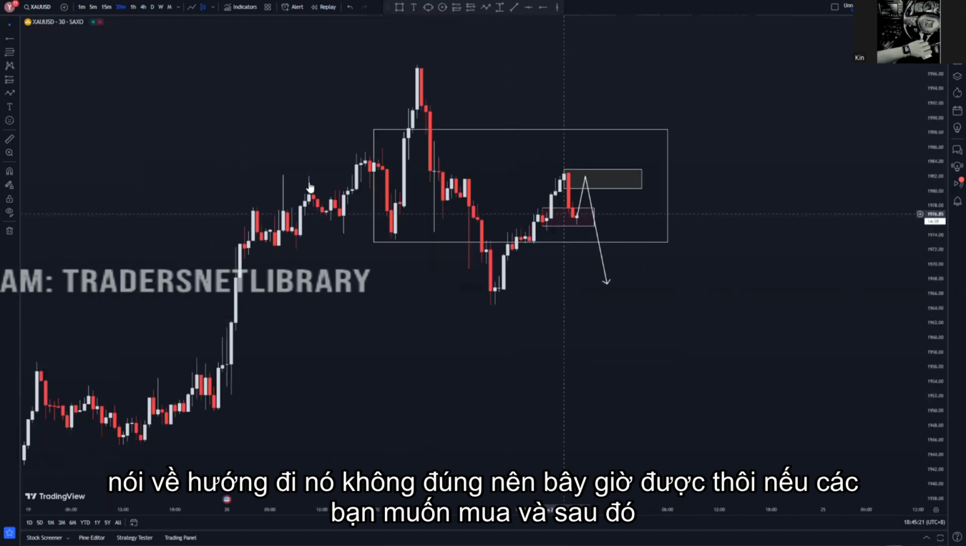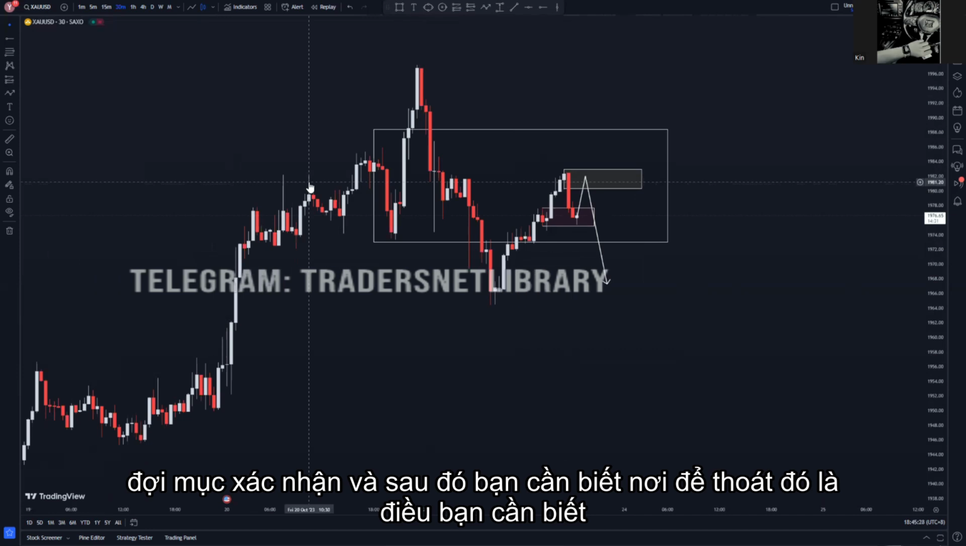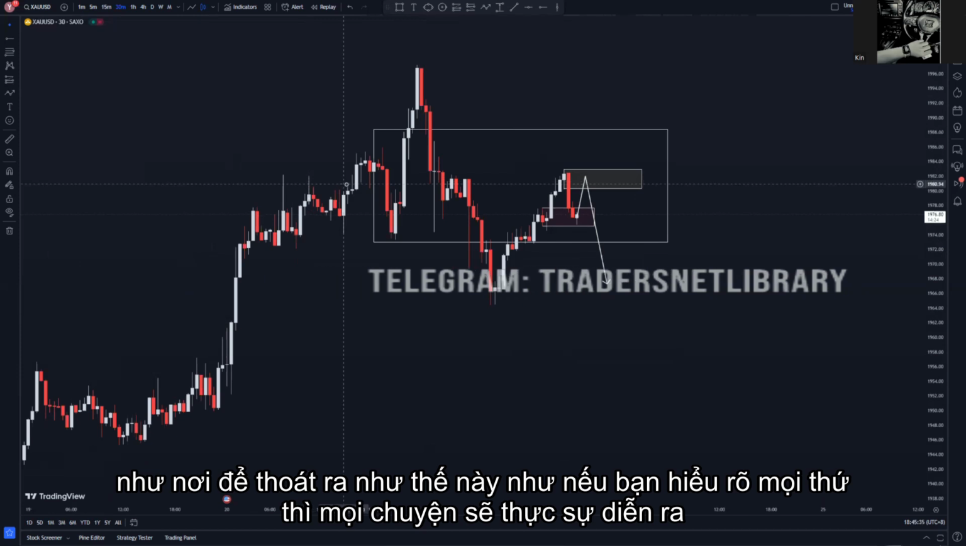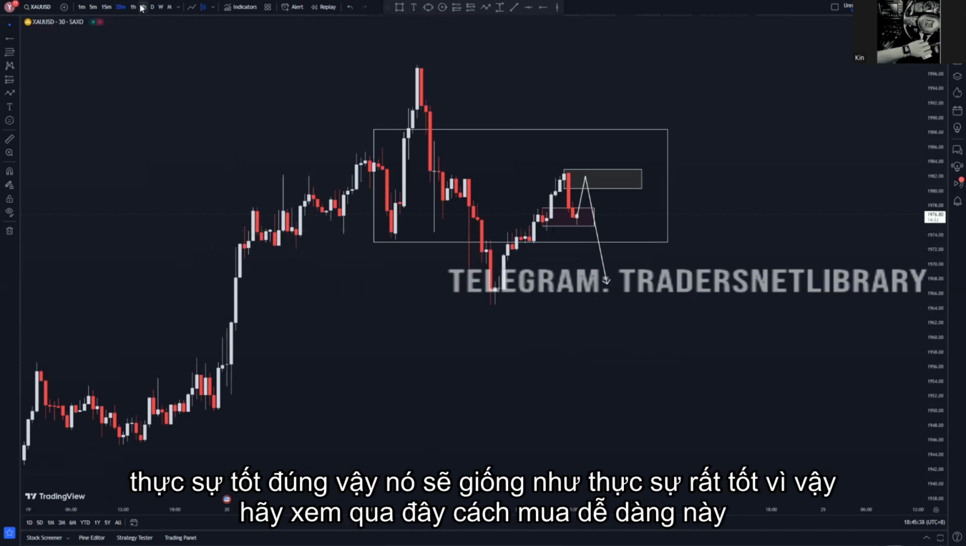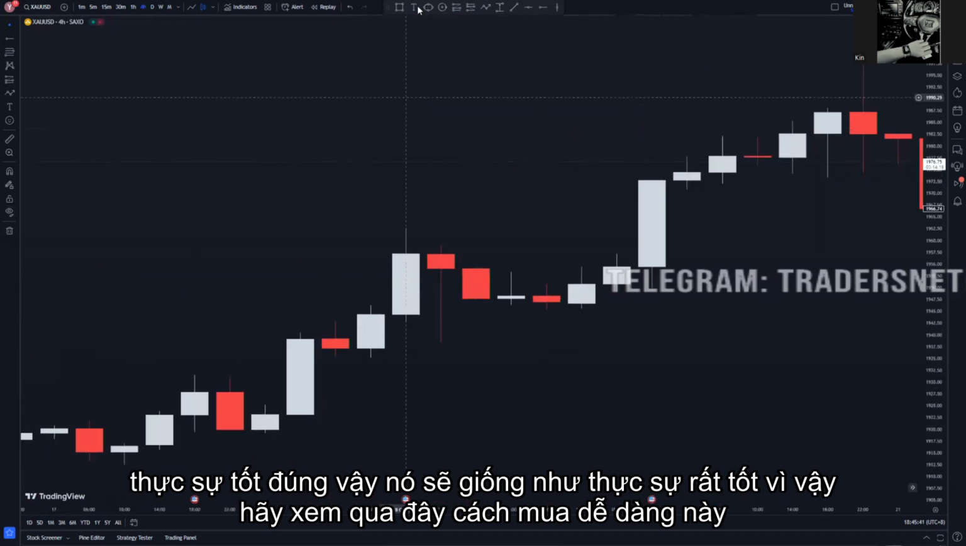So for now, if you want to take a buy, wait for the confirmation entry, and then you need to know where to exit. That's it. You need to know where to exit. If you understand everything, it's going to be really, really good actually. So look over here.